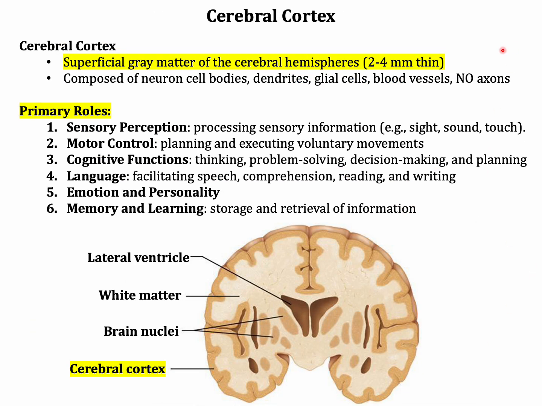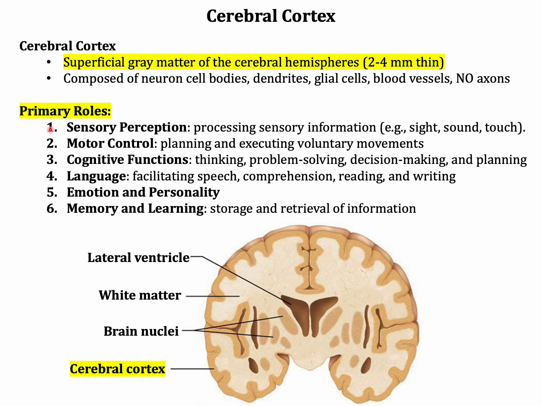So again, the cerebral cortex is that superficial gray matter of the cerebral hemispheres. It's relatively thin, only about 2 to 4 millimeters. So it's all the cell bodies, dendrites, some glial cells, blood vessels, but no axons here in the gray matter. A lot of different important roles are carried out here in the cortex. We're going to look at really specific areas when we get into it. We'll identify auditory areas, visual areas, and so on and so forth.